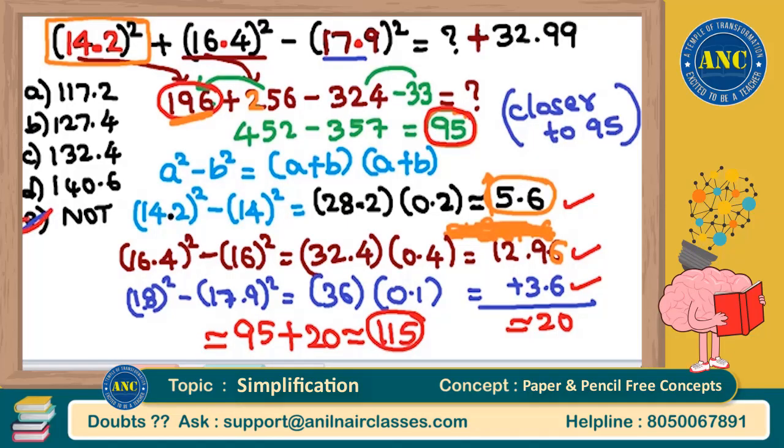The answer is none of these. The answer is 117.2. The answer for this question is 117.2. I believe that you are very clear how to find the value of the square of a decimal number. I hope it is clear, sir. I hope the idea is clear.